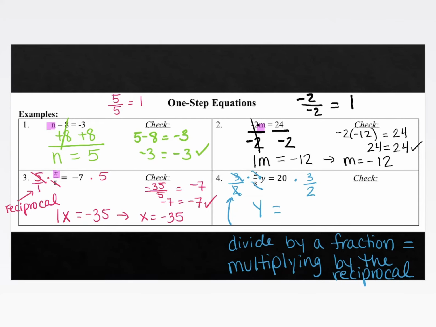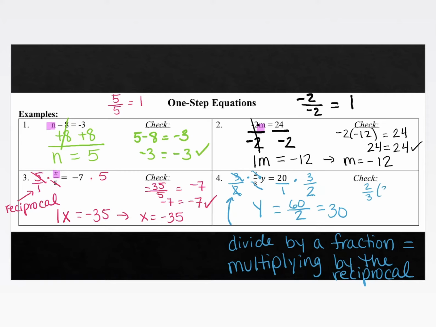On the right-hand side, we have 20 times 3/2. Now this is really 20 over 1. So when multiplying fractions, we're going to multiply straight across. 20 times 3 gives us 60. And 1 times 2 gives us 2. So we get 60 divided by 2, which reduces to 30. So y equals 30. Now we can check our answer by plugging back in.